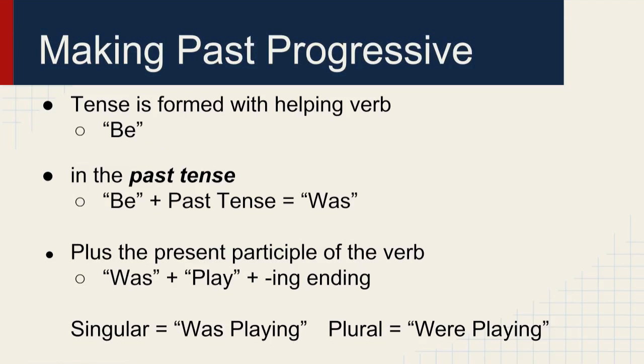The past progressive aspect is formed with the helping verb to be, used in the past tense, plus the present participle of a verb, which is a verb plus the ing ending.